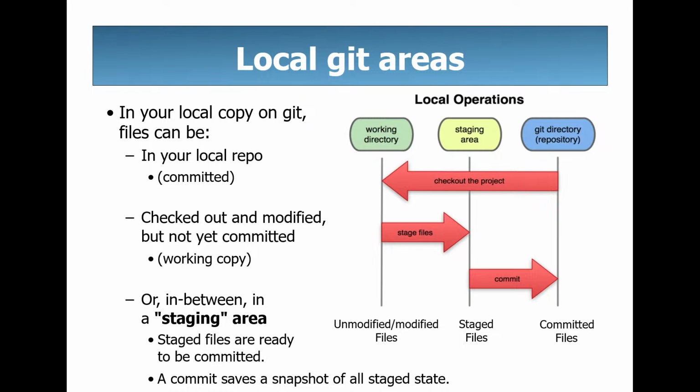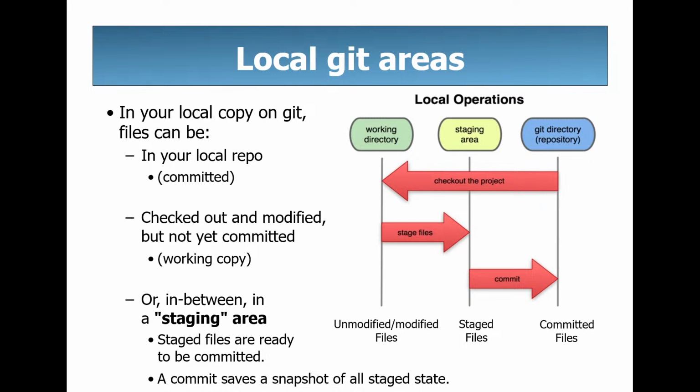Working directory definition. The working directory is a directory on your local file system where you work on your project. It contains the files and directories that are currently being edited. Purpose: edit files. This is where you make changes to your files, add new files, or delete existing ones.